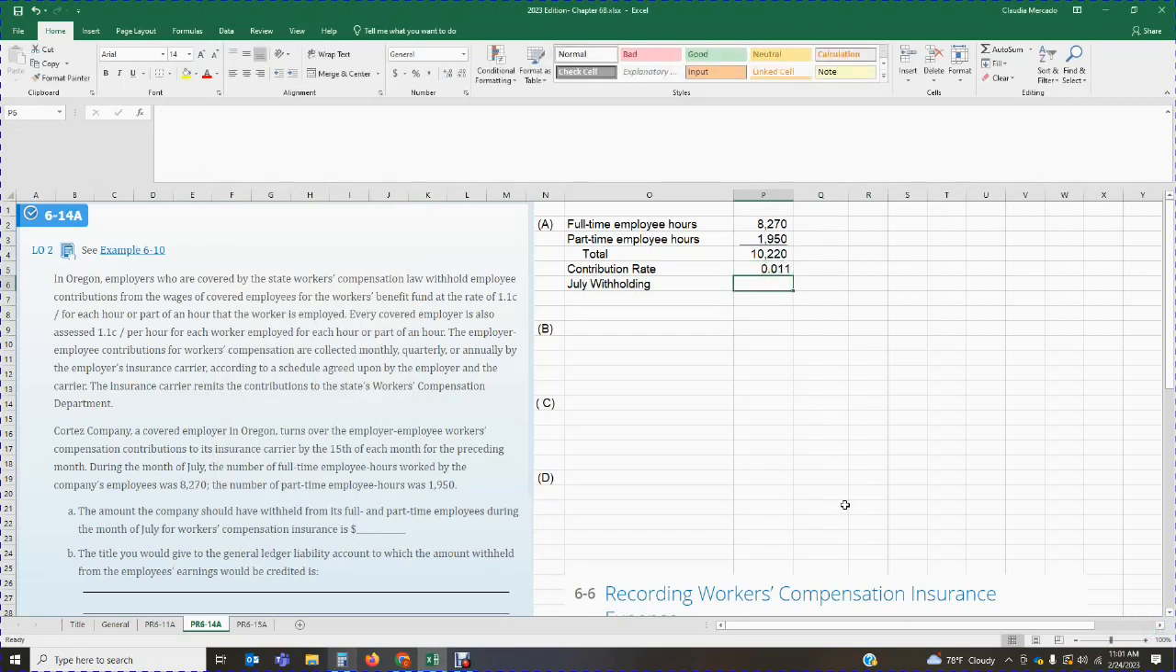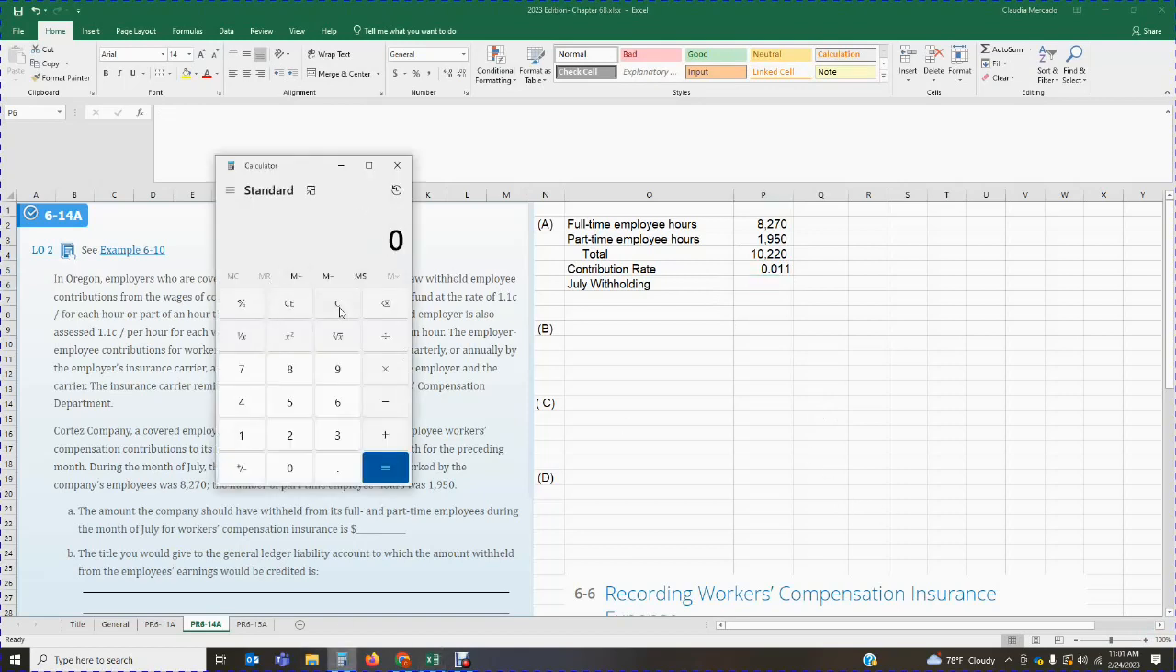0.011, like that. Okay, very good. So how did I get my contribution rate? I got my 1.1 cents and I divided it by 100 pennies basically. And that gives me 0.011. That is my contribution rate per hour.